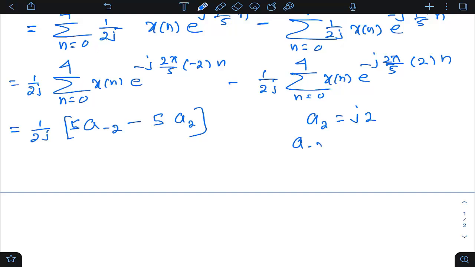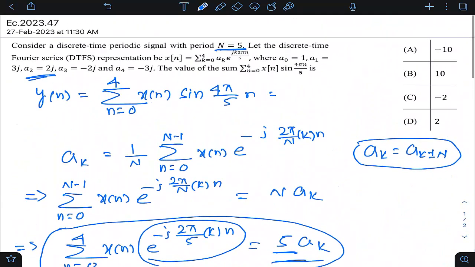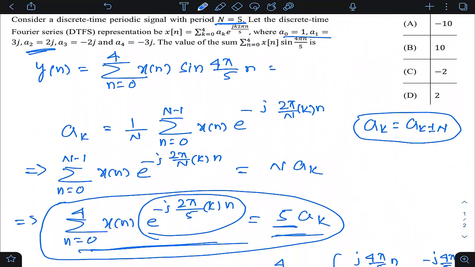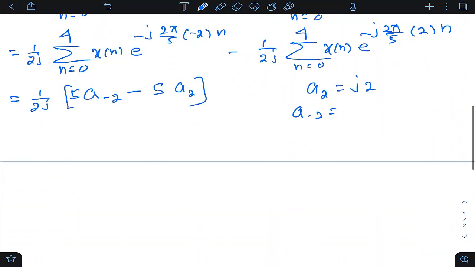A of minus 2 data is not given. You see, where a of minus 2 is needed, it is not there. So that's why we have to make use of this property. So a of minus 2 is equivalent to a of minus 2 plus or minus n, which is 5 here. So a of minus 2 is equivalent to a of 3, or it is equivalent to a of minus 7.